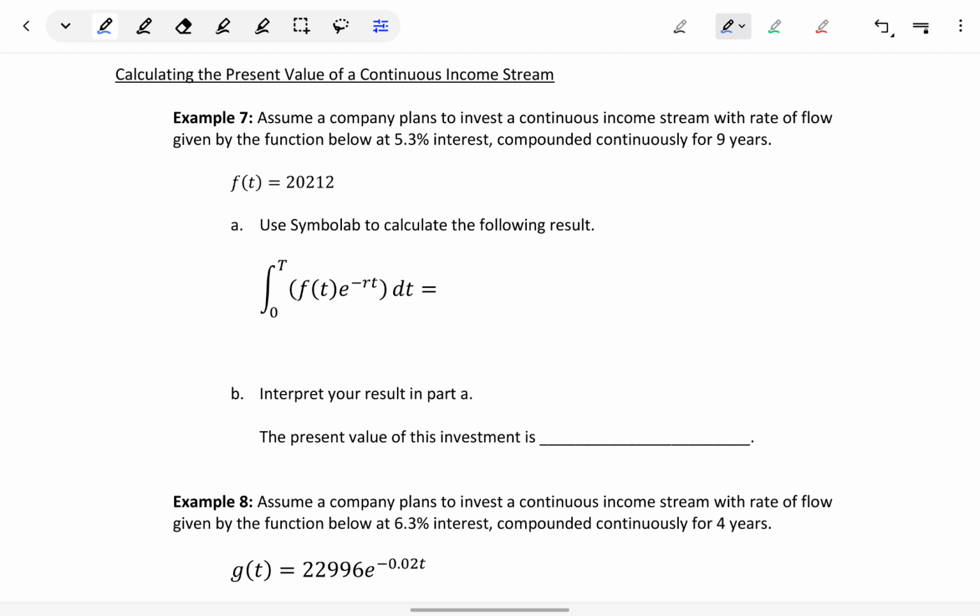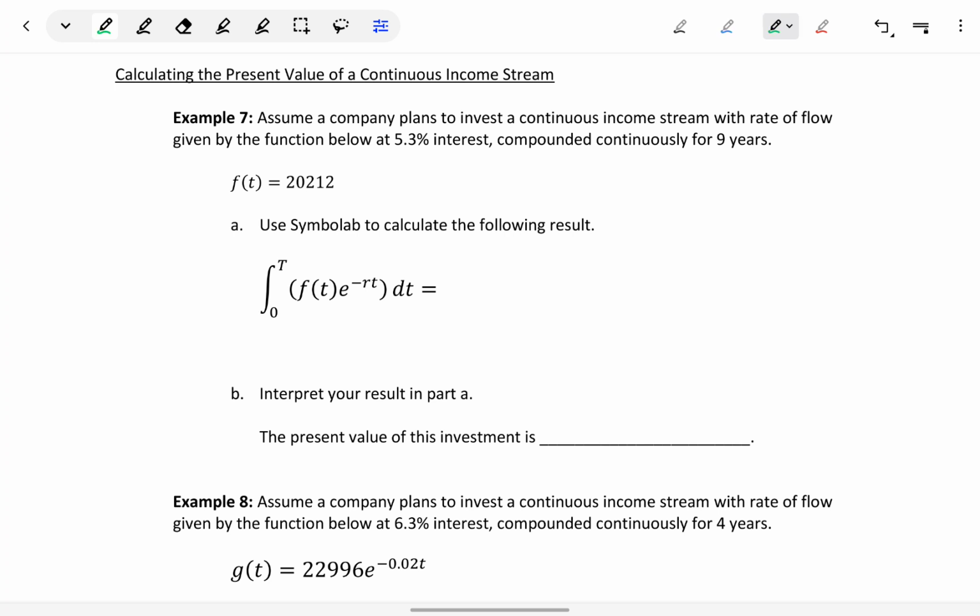That is, now we have a rate of flow of income like we did in the previous examples, but in addition to just bringing in that money, we're investing it into an account with a specific rate, compounded for a certain number of periods over a certain amount of time. In part A, we're given a formula to evaluate.